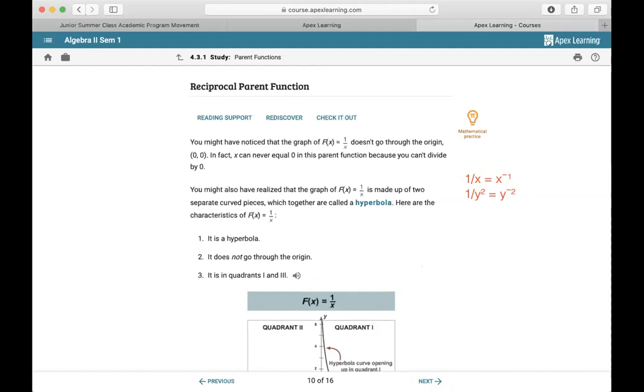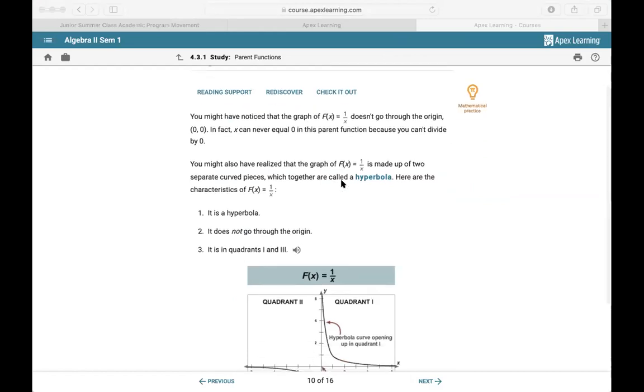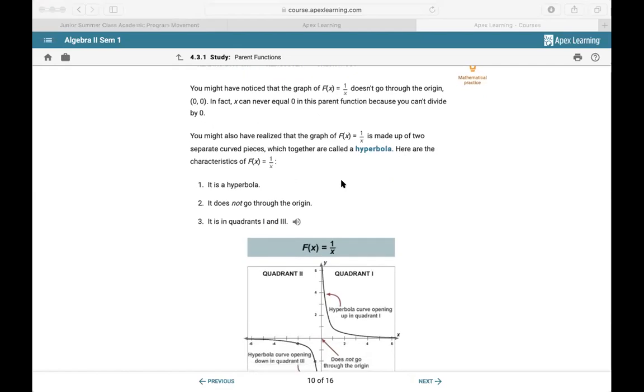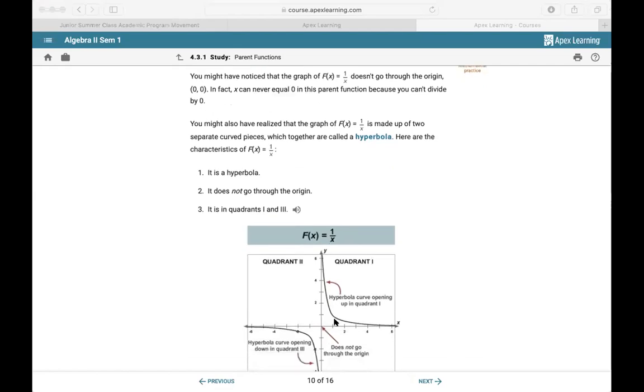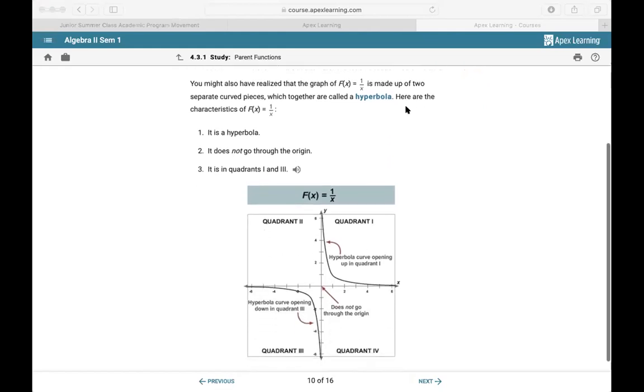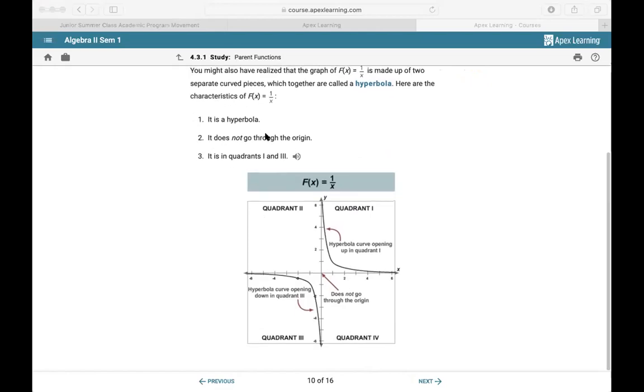All right, and the reason is that the graph of 1 over x doesn't go through the origin because you cannot divide anything by 0. We tried it. Even if you type it in your calculator, 1 divided by 0, it's going to tell you error. All right. So it ends up giving us these two lines here, and together these curved pieces are called a hyperbola. All right, and then it does not go through the origin, and the other characteristic is it's in quadrants 1 and 3.